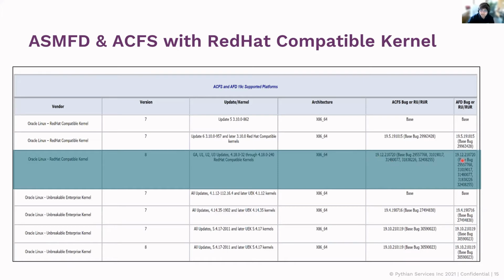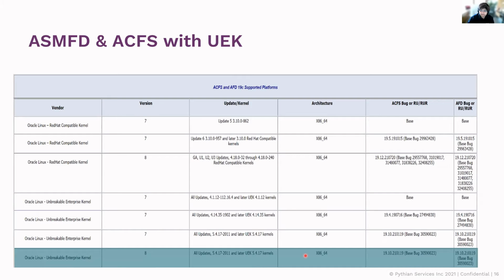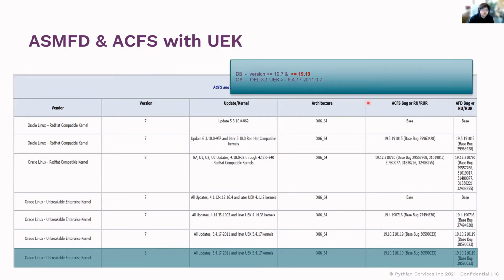Interestingly, 9.13 is out now. But even so, this kind of adds an upper cap to our options of the RUs that we can go to, or the kernels that we can install on our system. Similarly, if you look at UEK, notice that till date it is only certified with 19.10. It's not certified with 19.11, 12, or 13. So this again caps our options of RUs that we want to go to.